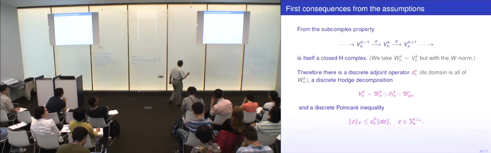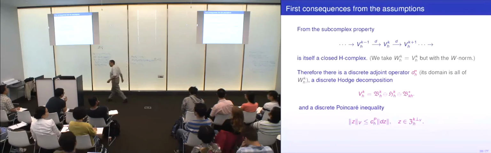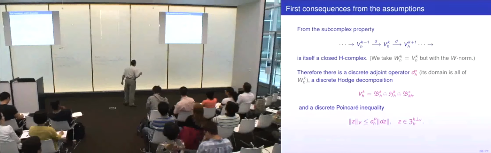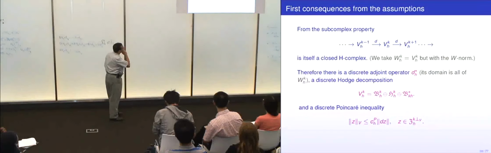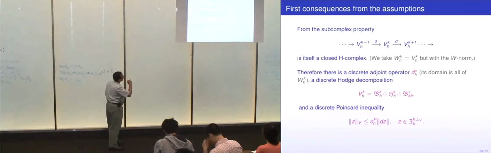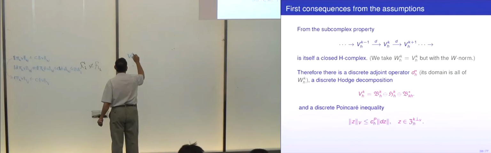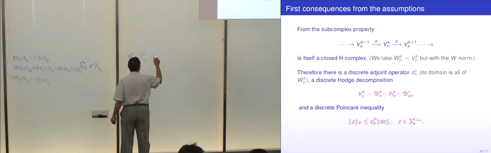So the first thing that's very nice is, since we assume the subcomplex property, this is a Hilbert complex. Well, what's a Hilbert complex? It means I need Hilbert spaces W and closed operators, defined on densely defined domains with closed range, because I want a closed Hilbert complex. So first of all, I have to tell you what the W's are. Well, W^h is just V^h, but with the W norm.